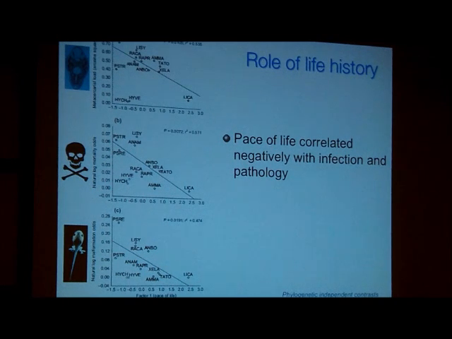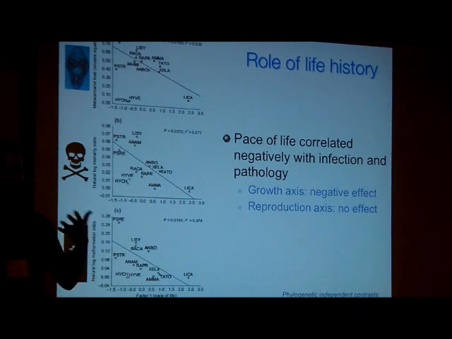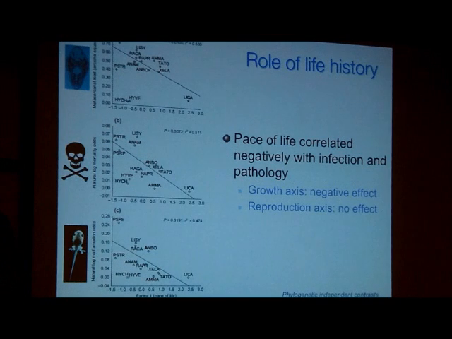So here are those results, and these are the three plots representing our main response variables again. This is infection, this is likelihood of dying, and this is likelihood of becoming malformed. And what we found is that only one of those axes came out as an important predictor for all three response variables, and that was the growth axis.